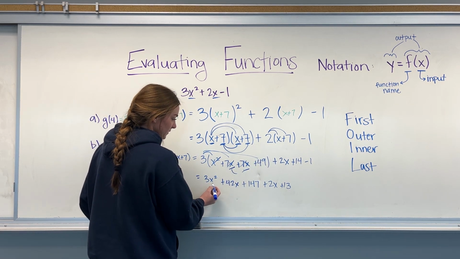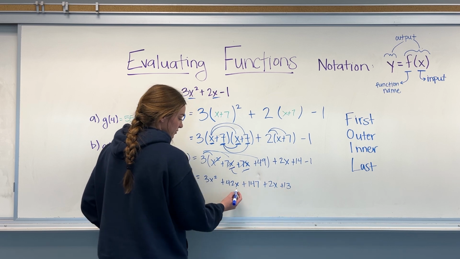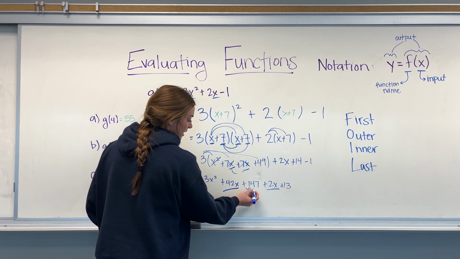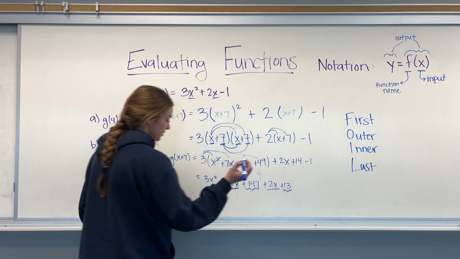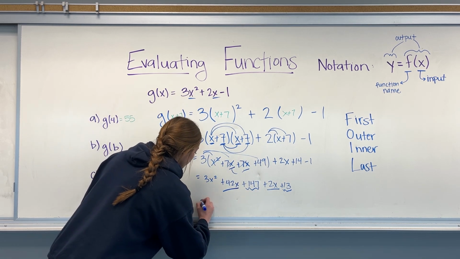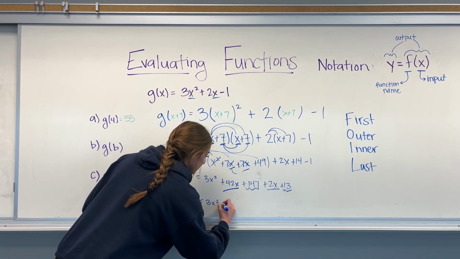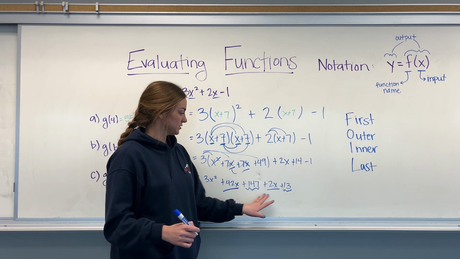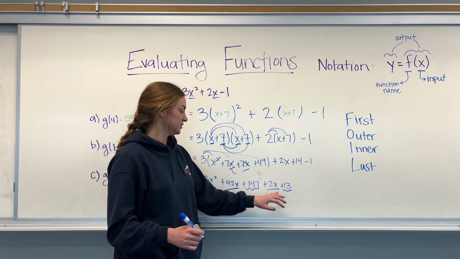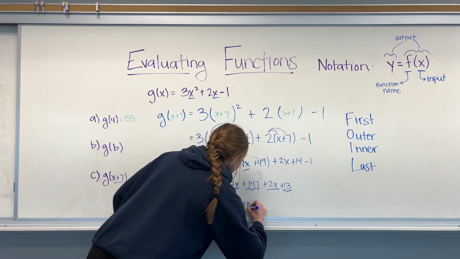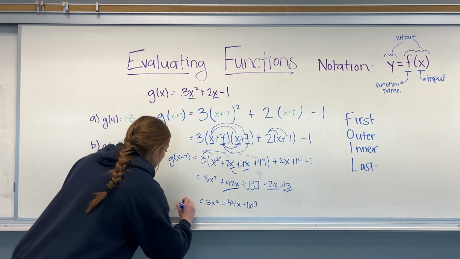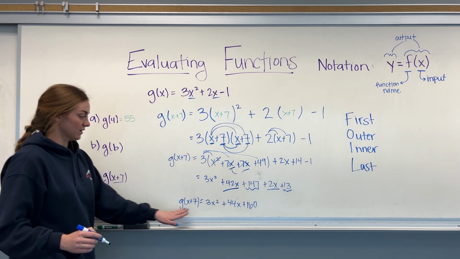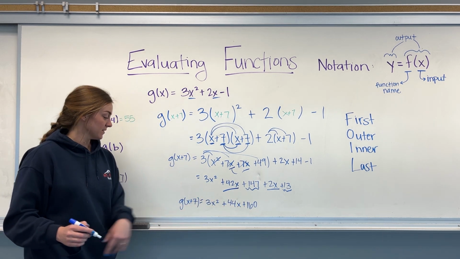We've got an x squared, no other x squareds, but we do have an x term and another x term, so we can combine those. And then we have a number and another number, so we can combine those as well. So our final expression is 3x squared plus 44x plus 147 plus 13, which is 160. And so this is our function.